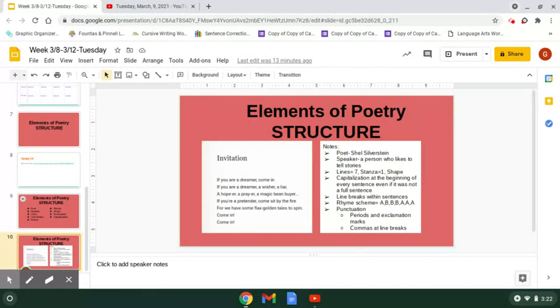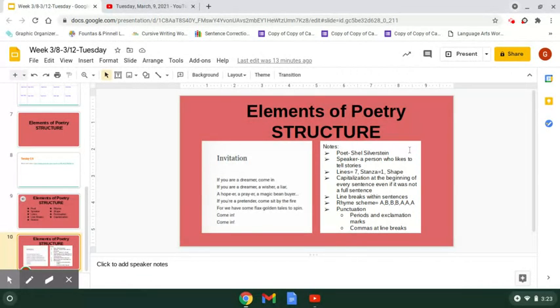So let's go ahead and read Invitation. Invitation. If you are a dreamer, come in. If you are a dreamer, a wisher, a liar, a hoper, a prayer, a magic bean buyer. If you're a pretender, come sit by the fire, for we have some flax golden tales to spin. Come in, come in.